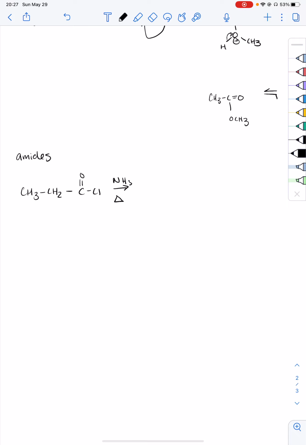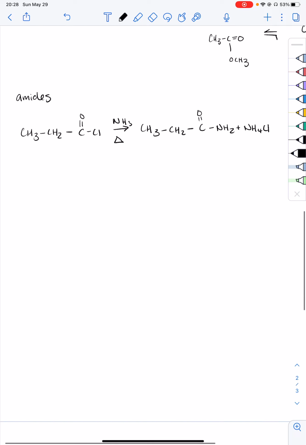Or that I suppose I feel the most comfortable with. And so this is the product that we're going to see when an amide is prepared. And we're going to see an N-substituted amide prepared by reacting an acid halide with a primary amine. And so that is going to look like this.